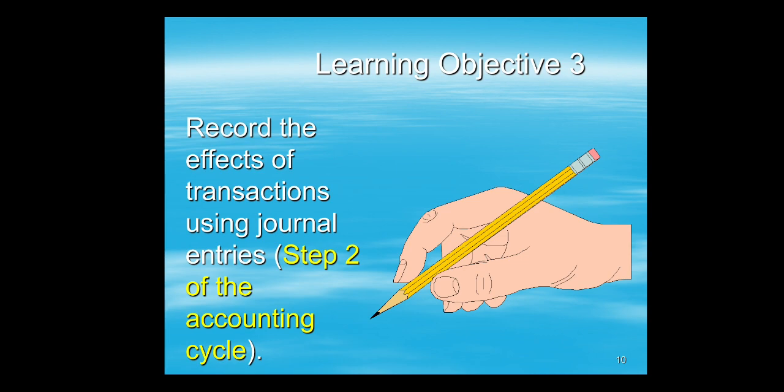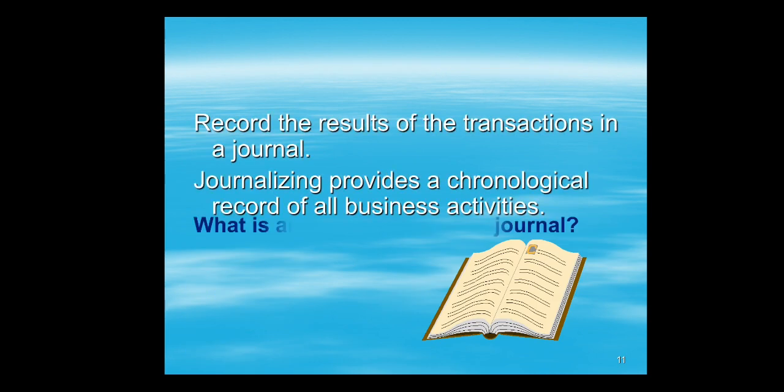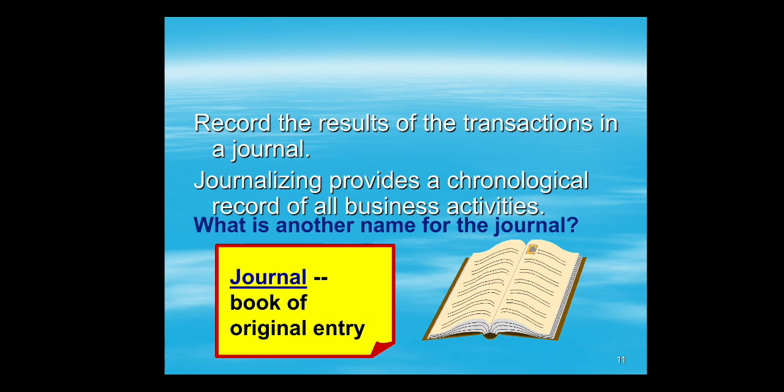Now, after the analysis step, the second step in the accounting cycle is to record the transaction in the journal. Journal is the first book that we use in accounting, or we call it a book of original entry, the first book in which we record business transactions.